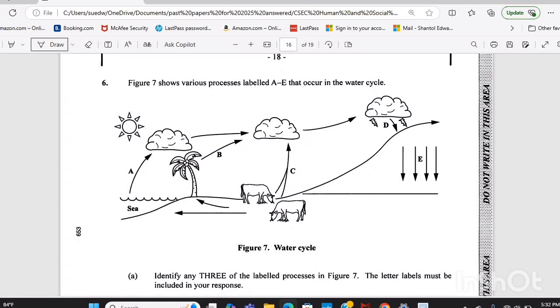Identify any 3 of the labeled processes in figure 7. The letter labels must be included in your response. So we have A, right, from the sea going to the cloud. B, from the cloud and the plant going to the other cloud. We have C, from the animals going to the cloud. We have another cloud going to another one. D, where we have some lightning. E, we have arrows coming down.